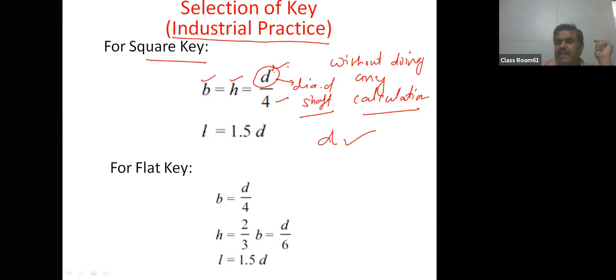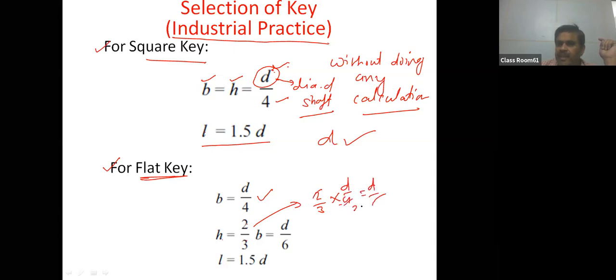And L is the length of the key, and it is 1.5 times D. So this is the industrial practice for the square key, and this is the industrial practice for the flat key. B equal to D by 4, H equal to 2 by 3 B. So this 2 by 3 B can be calculated. 2 by 3 B, B is D by 4, so 2 by 12, that is D by 6. So B equal to D by 4 and H equal to D by 6, L is 1.5D. So without doing any calculation, if the shaft diameter is available, you can go for this. Sometimes, you can go for this.